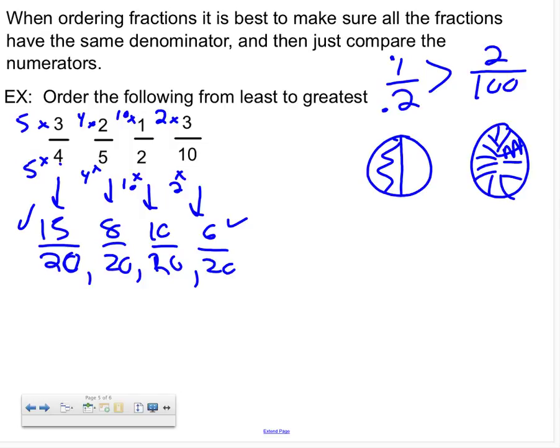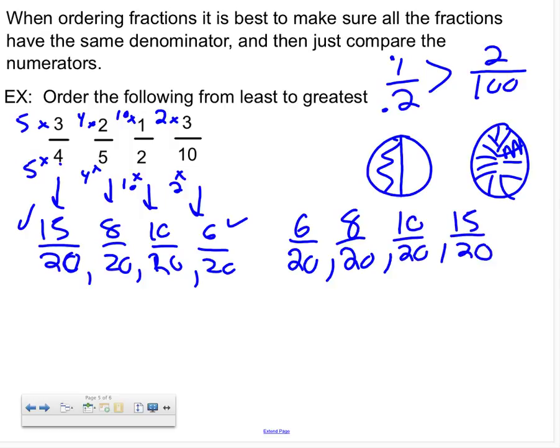So if I want to order them from least to greatest, I would go 6 out of 20. The next least would be 8 out of 20. Then 10 out of 20. And then 15 out of 20. Okay. And if you want to reduce these back to what they were originally, you can. So this would be 3/10. This would be 2/5. This would be 1/2. And this would be 3/4. That would be the order from least to greatest.